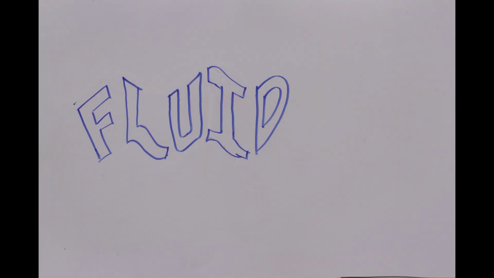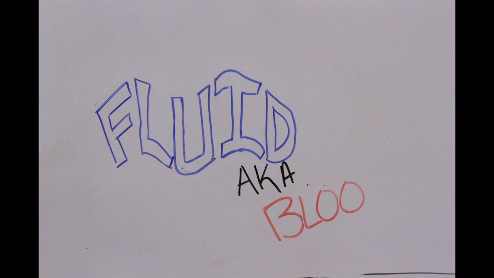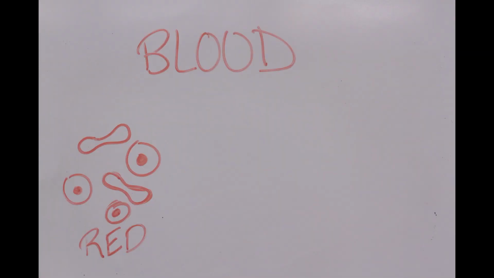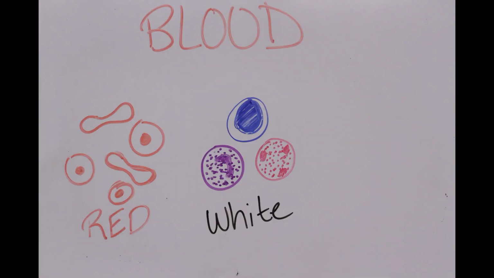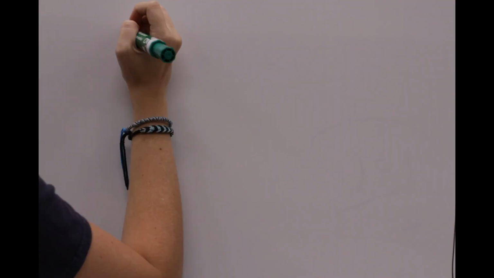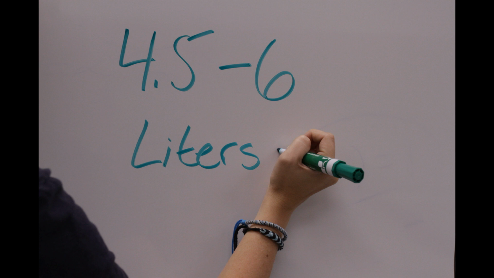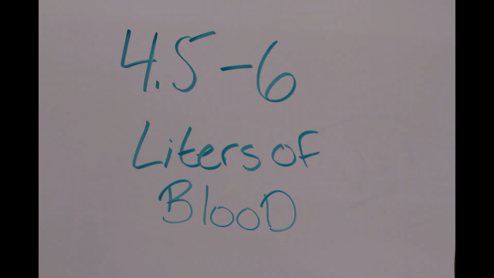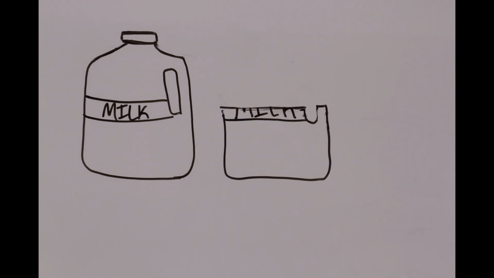You spent an earlier chapter studying the body's fluid, aka blood, so hopefully you are pretty well versed on its components, plasma and formed elements, red and white blood cells. But did you know that the body contains 4.5 to 6 liters of blood? Need a visualization of that quantity? Picture 1.5 gallons of milk. That amount of fluid is important.